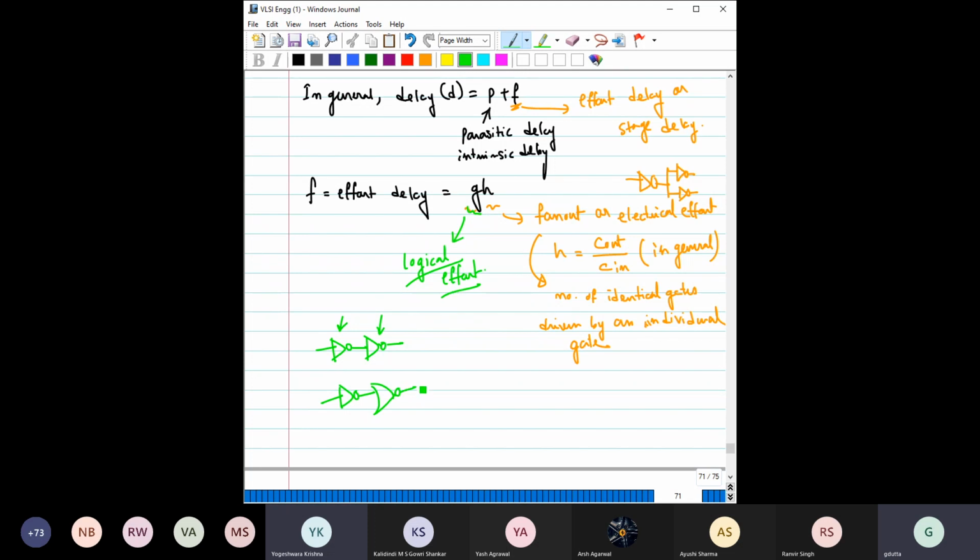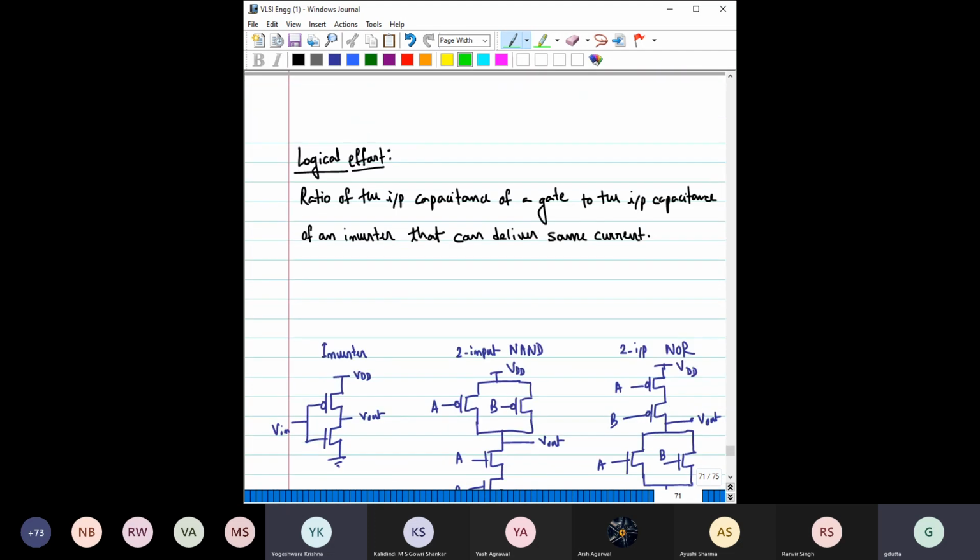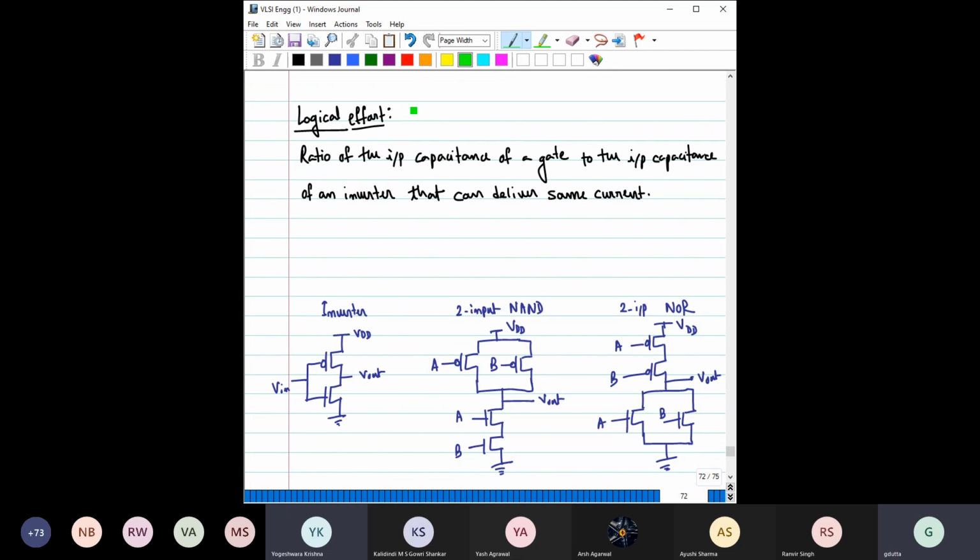Let us now discuss on the next page what we mean by logical effort, which we are representing here with the symbol G. How to find the logical effort, it is not a definition actually, is basically the ratio of the input capacitance of a gate to the input capacitance of an inverter that can deliver the same current.